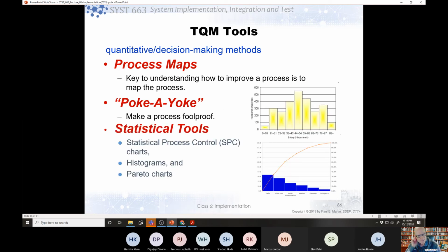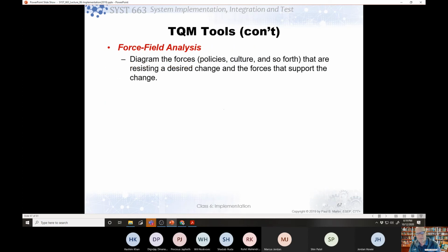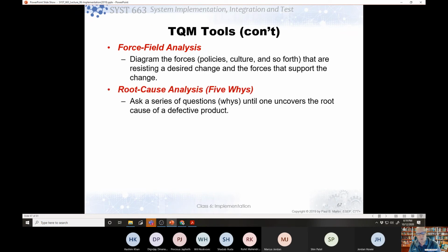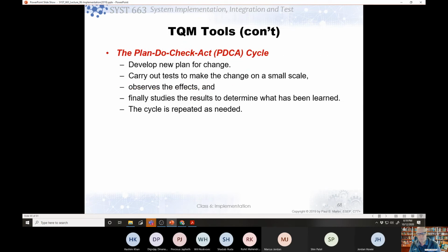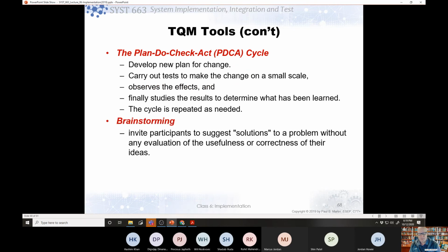Statistical tools are usually very helpful in getting that evidence that you need to figure out your changes that you need. Force field analysis or root cause, which we kind of did with our fishbone diagram, are again things that you can use to diagram the various forces that are up against what changes you need. The plan, do, check, act cycle is something that's usually used for any type of changing that needs to be made.